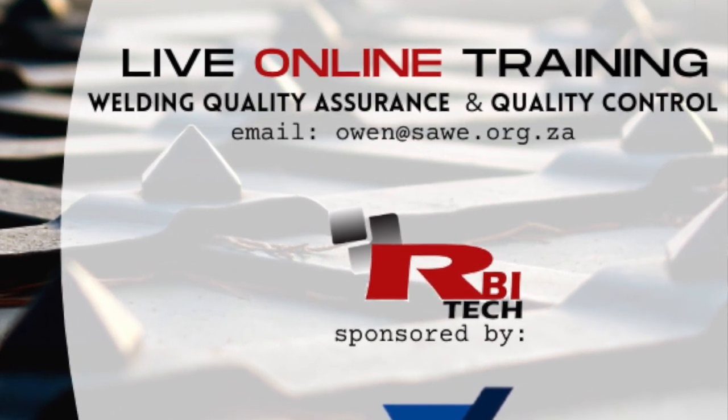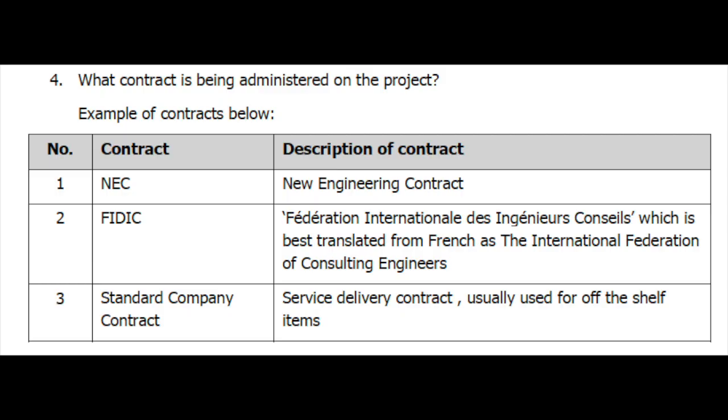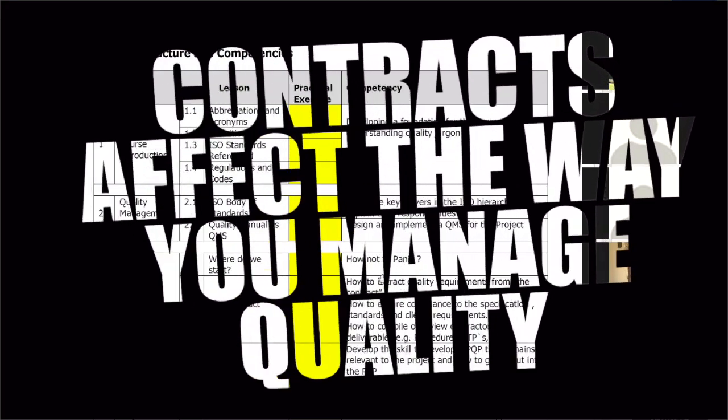Okay, and then the next question is, what contract is being implemented? That's a very, very important question, because if you don't understand the contract that's been implemented, you can have major problems. When you're trying to understand the contract, you need to understand there are various contracts. Number one, there's NEC. There can be FIDIC contracts. There can be your GCC contracts. They can be your standard company contracts. So you need to understand what contract my company is using on this project, because contracts affect the way you're going to manage quality.